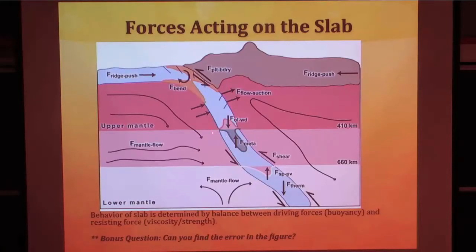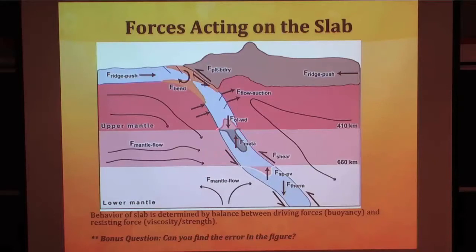At the 410, you could have a positive force pulling down. Positive forces are down in this picture, from an elevated olivine to wadsleyite transition. It's elevated because it's colder in the slab, so you go to the denser phase at a shallower elevation than the surrounding mantle. Similarly, at the 660, in the cold slab the transition from spinel to perovskite happens deeper, and so this area is actually more buoyant than the surrounding mantle at the same temperature.